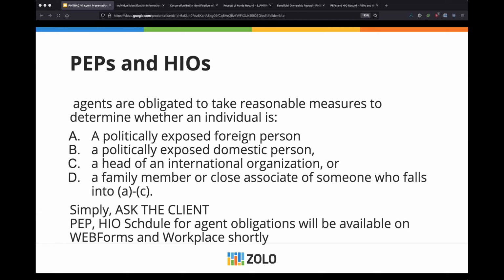Why do we have to record PEP and HIO information? The influence and control that politically exposed persons and heads of international organizations have can make them vulnerable to corruption and potential targets of criminals who could exploit their status and use them knowingly or unknowingly to carry out money laundering or terrorist activity financing offenses. The family members and close associates of PEPs and HIOs are also potential targets because they can more easily avoid detection.